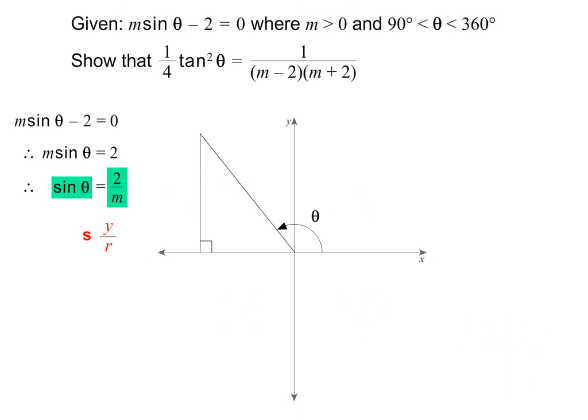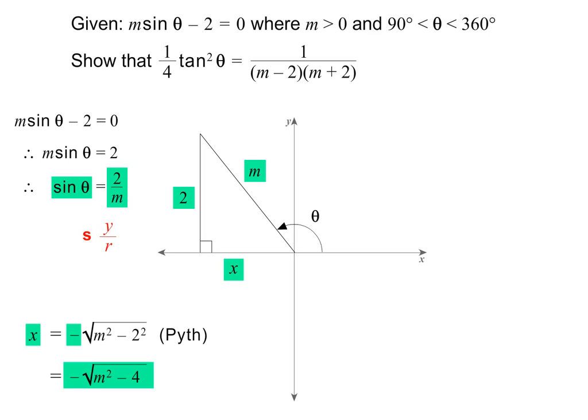Sine is the ratio y/r, which means we need to put y equal to 2 and r equal to m on the sketch. To find x, we again use Pythagoras. This will be negative in the second quadrant. The value of x is therefore minus root m squared minus 4, which we indicate on the sketch as follows.